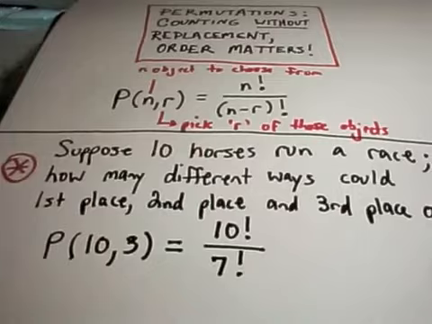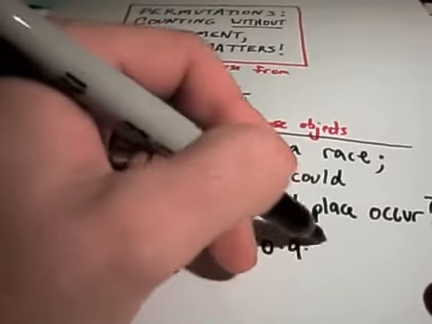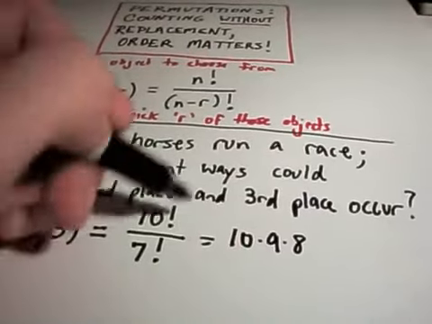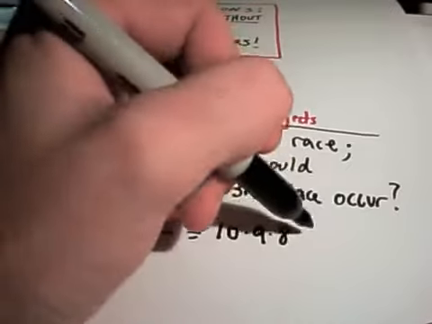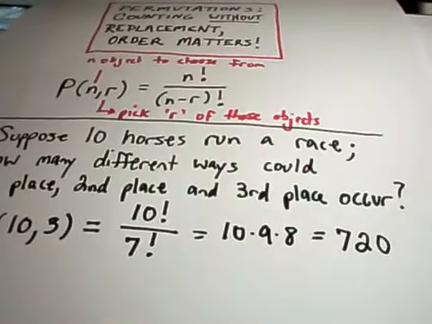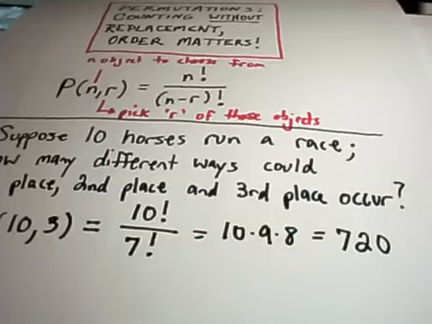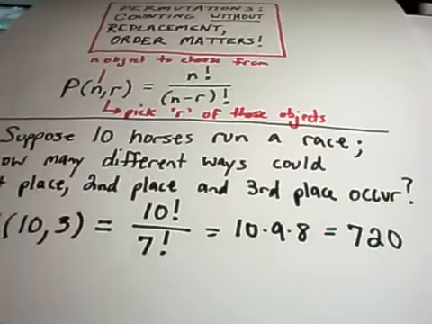You'll get 7 factorial. This is going to simplify to 10 times 9 times 8. Maybe work this out if you're not quite sure about this, to see where I'm getting that. And that comes out to be 720. So there's 720 different ways that 10 horses could finish the top 3 places.